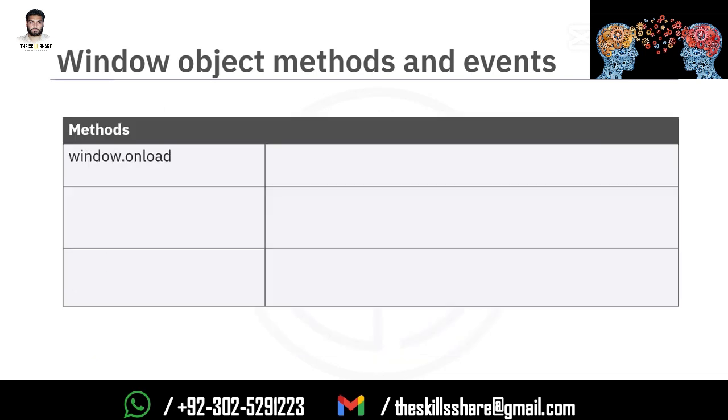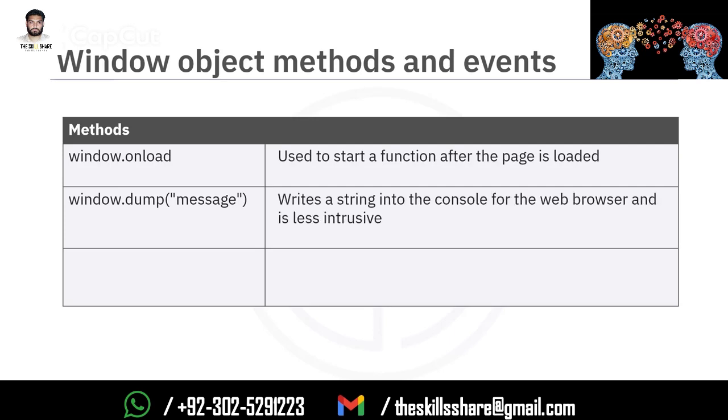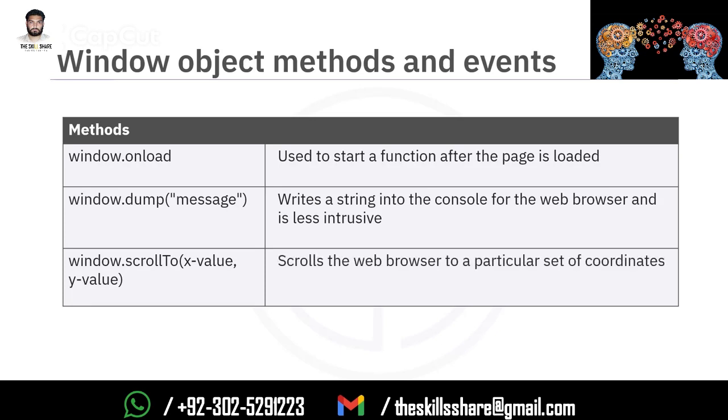The window.onload function can be used to start a function after the page is loaded. The function window.dump message writes a string into the console for the web browser. The dump function is a less intrusive way to display diagnostic information than the alert method. Finally, the window.scrollTo, X value, Y value, scrolls the web browser to a particular set of coordinates on a page.